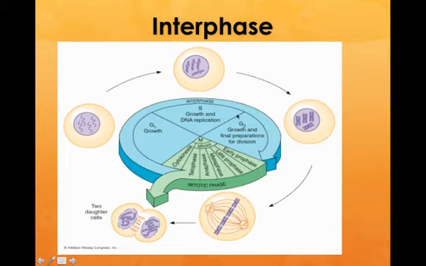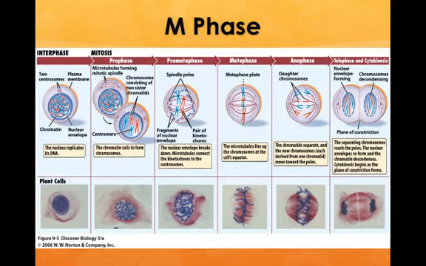Once we are done with G2, we've officially entered the M phase, or the mitosis phase. Mitosis includes prophase, metaphase, anaphase, and telophase. Cytokinesis is a process that occurs in telophase, but it's really not its own phase. Please feel free to write down any questions you have. I'd love to answer them in class.